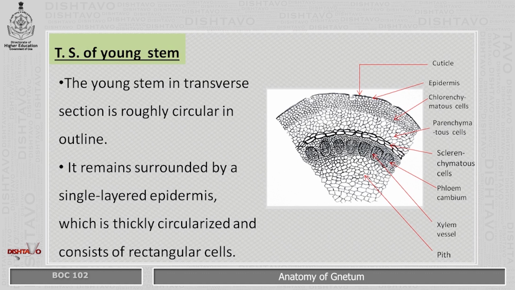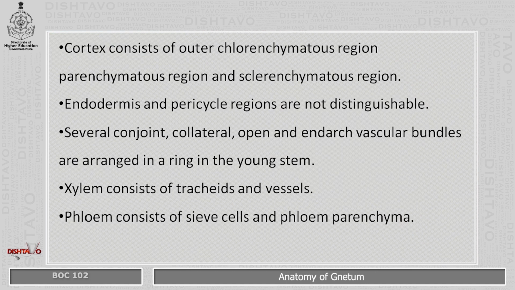Collateral conjoint means the xylem and phloem are present adjacent to one another. So this vascular bundle, as we can see here, consists of phloem on the upper side and xylem on the inner side. Xylem can also be seen here, where we can see the xylem vessels, and then there is the pith towards the outer side. So same thing which is given here.